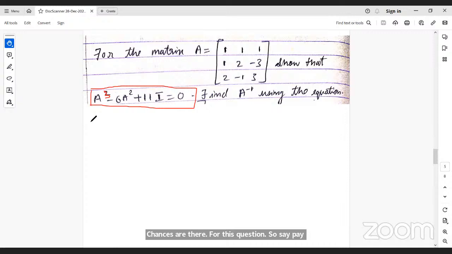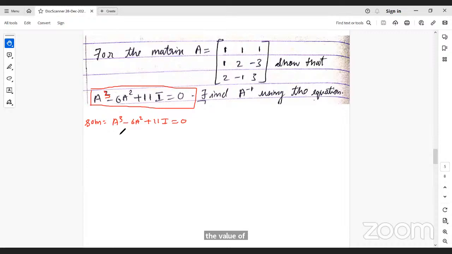So in the solution, first we need to show that this equation, A cube minus 6A square plus 11I, is equal to 0. You already know how to do it in matrices. We have discussed this. First we find A square, and then we find the value of A cube. Here I am directly writing the values for you. Showing it is equal to 0, you do for homework.